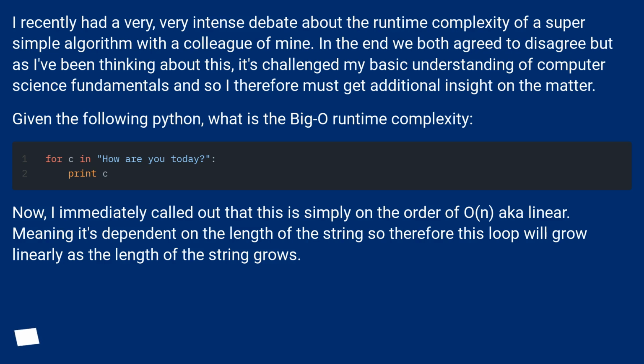Now, I immediately called out that this is simply on the order of O(n), aka linear. Meaning it's dependent on the length of the string, so therefore this loop will grow linearly as the length of the string grows.